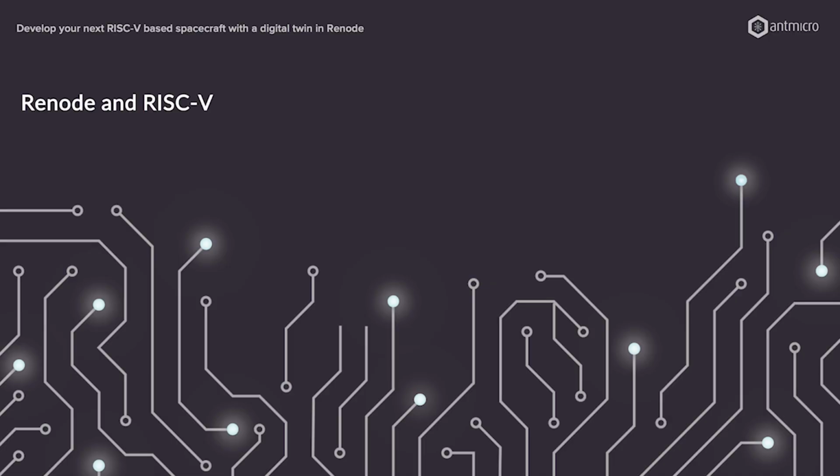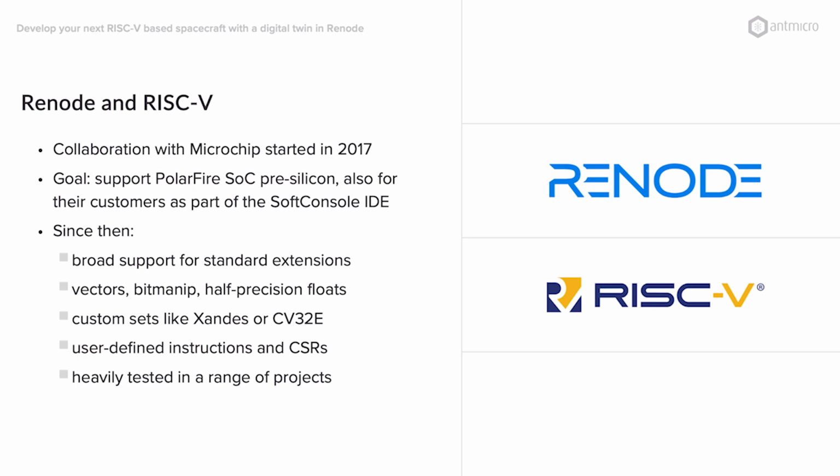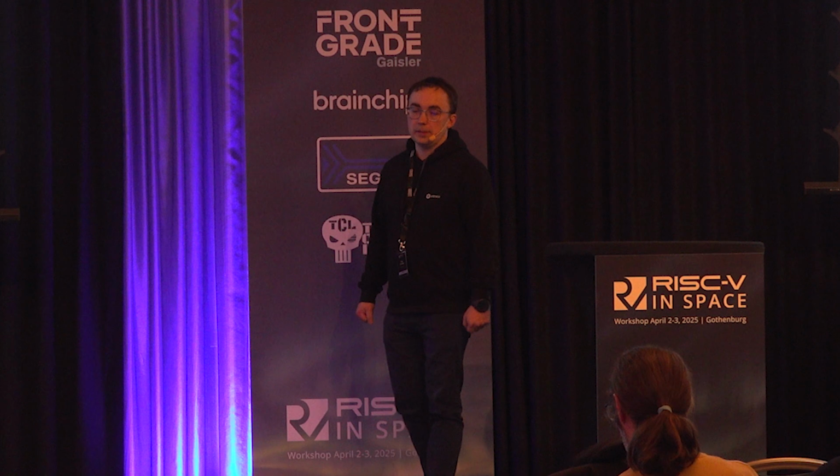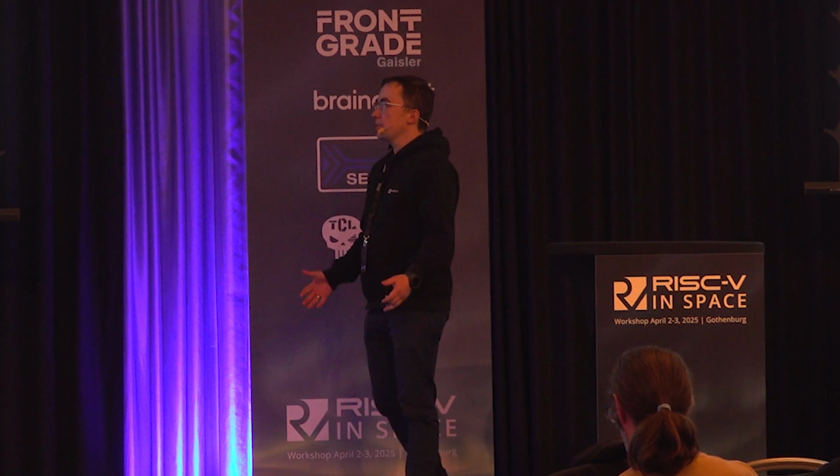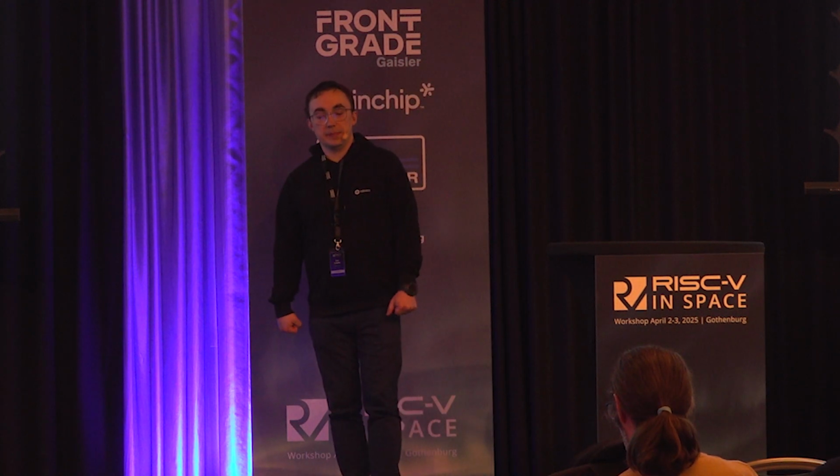So where Renode and RISC-V combine. We've been working on RISC-V in Renode for a very long time. We have been working on it also in collaboration with Microchip. Back in 2017, we started working on the support for their PolarFire SoC to have it available as a model for their customers as part of their IDE, even before the hardware was widely available. But of course, since then, we've been developing constantly.